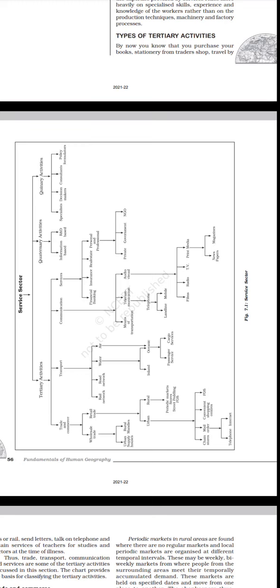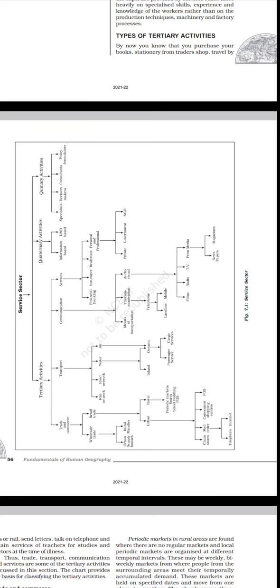Take a look at figure 7.1, service sector. Service sector: tertiary activities, quaternary activities, quinary activities. Tertiary activities divided into four: trade and commerce, transport, communication, service. Quaternary activities divided into two: information based, R&D based. Quinary activities divided into four: specialists, decision makers, consultants, policy formulators. Trade and commerce divided into two: wholesale trade, retail trade.